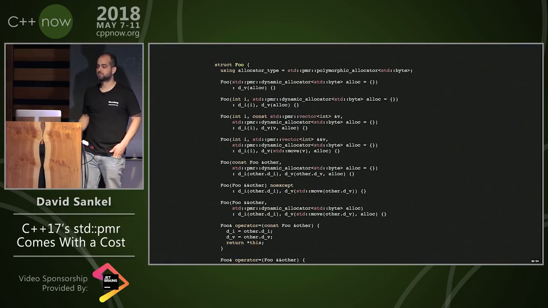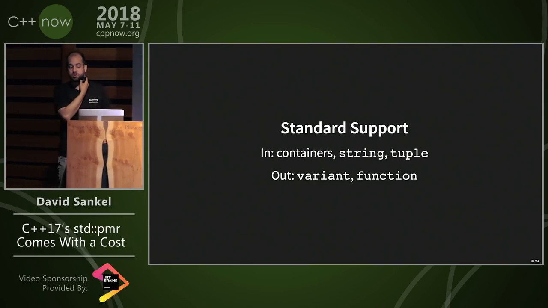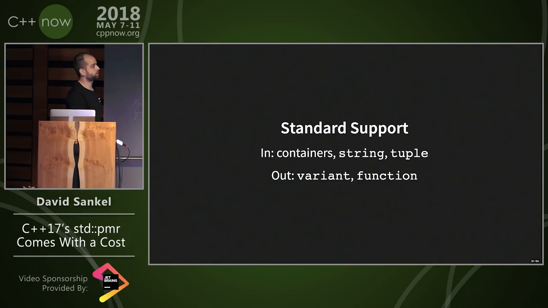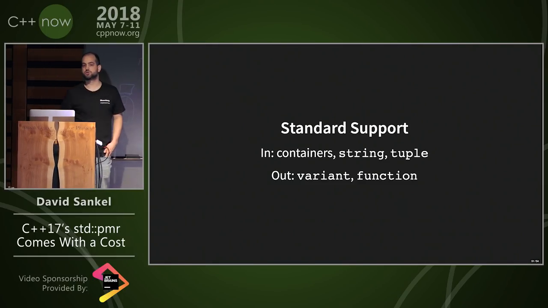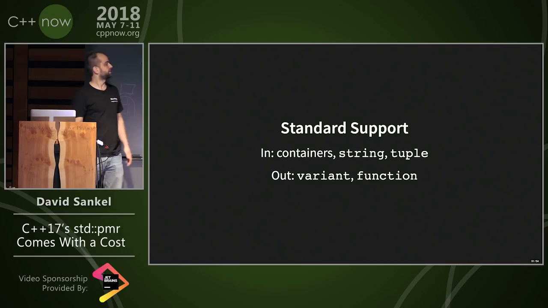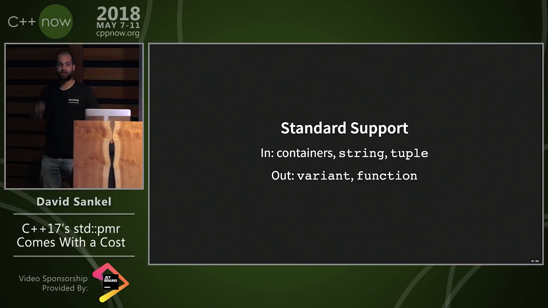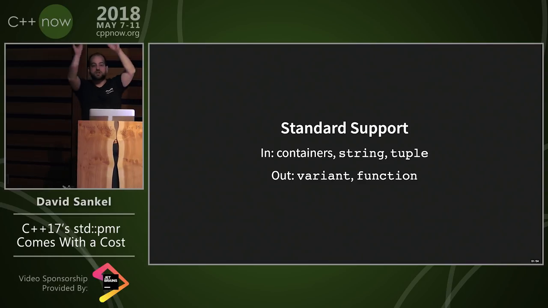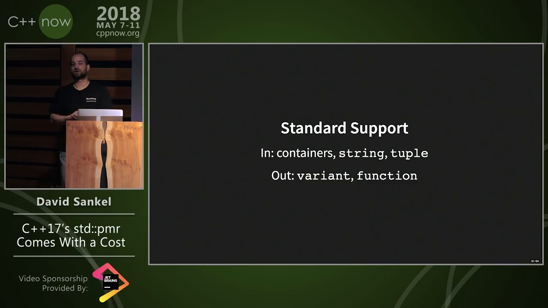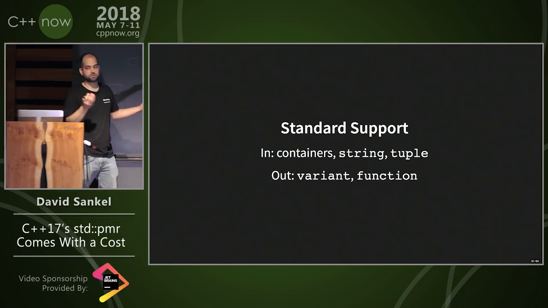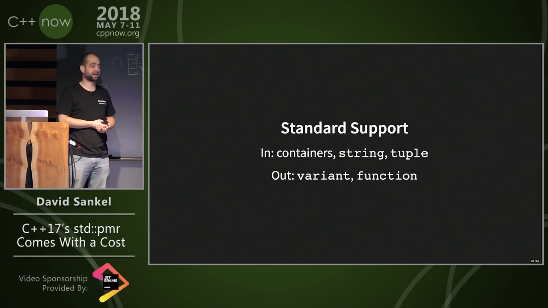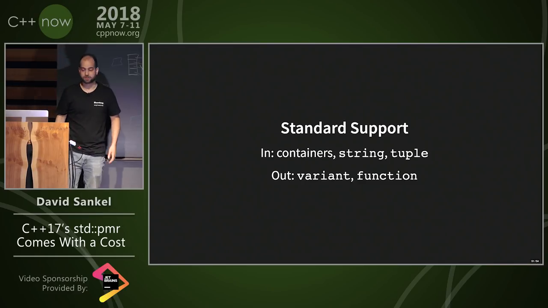Not fun. Now when it comes to standard support, there are some things that support this very well. Containers, string, tuple, they're all allocator aware. Then there are some notable things that do not support allocators at all. Variant, std function, neither of these things support allocators. So basically, when you build your allocator awareness through this object and all these sub-objects and all these data members, when you hit one of these, you just hit a brick wall. And you can't go further beyond that. Well, you can try to hack something up to make it work. It's not going to be pretty.